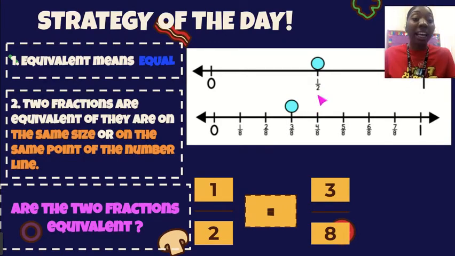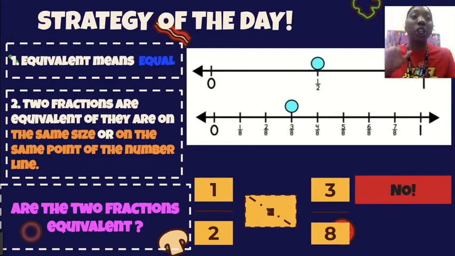Yes, you got it. 1/3 is smaller than 1/2 because they are not lined up on the same point on the number line, right? They kind of like have a slant. They have a diagonal. So does that mean that they are equivalent?